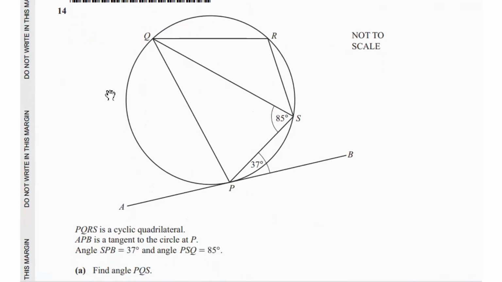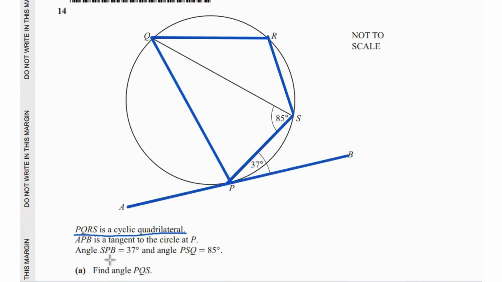So PQRS is a cyclic quadrilateral that is once again identified in the question. They're not even asking you to figure out what the cyclic quadrilateral is. They have told us that PQRS is a cyclic quadrilateral. So let me highlight it. PQRS, this is your cyclic quadrilateral. APB is a tangent to the circle at P. Angle SPB is given as 37. Angle PSQ is 85. We have to figure out angle PQS.